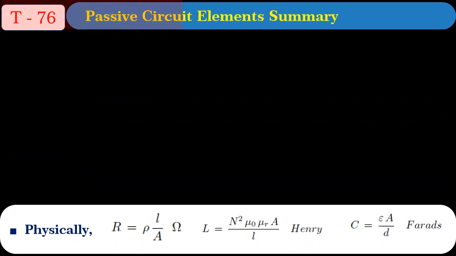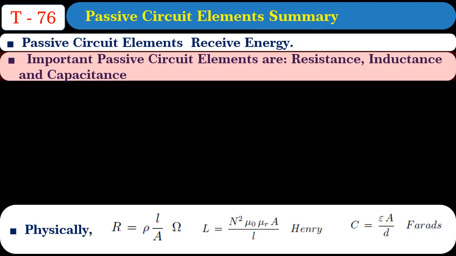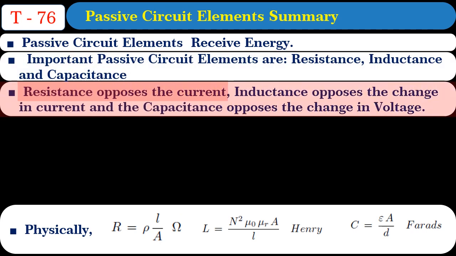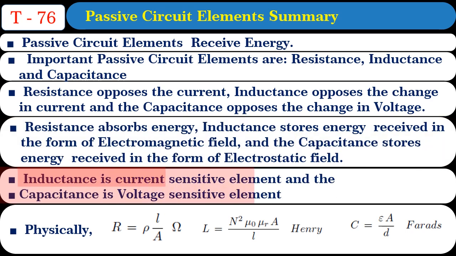Friends, now let us summarize what we have learned in this tutorial. Passive circuit elements receive energy. Important passive circuit elements are resistance, inductance, and capacitance. Resistance opposes the current, inductance opposes the change in current, and the capacitance opposes the change in voltage. Resistance absorbs energy, inductance stores energy received in the form of electromagnetic field, and the capacitance stores the energy received in the form of electrostatic field. Inductance is a current sensitive element and the capacitance is a voltage sensitive element.